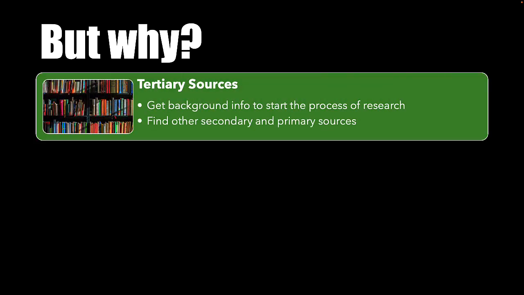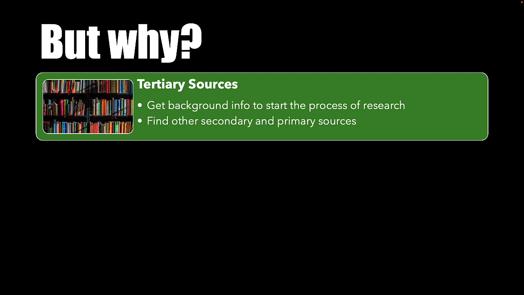Okay, what's the point of all of this? Well, we have to know about primary, secondary, and tertiary sources and how to tell the differences between them because each has a very specific purpose in the process of historical research. Tertiary sources are meant only for the very beginning stages of research.